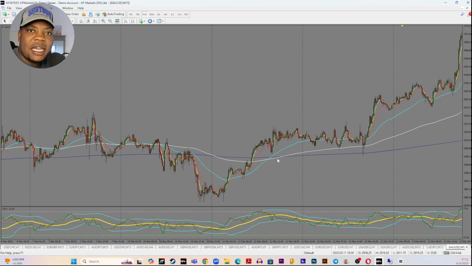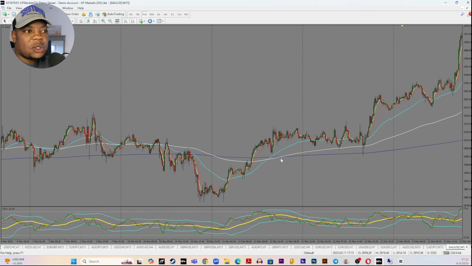The basic EMAs for this channel, which are the 50 in blue, the 200 in white, the 800 in dark blue. So a lot of videos on this channel use these particular EMAs, and understanding how to use these EMAs will actually help you to get these setups or these patterns with ease.